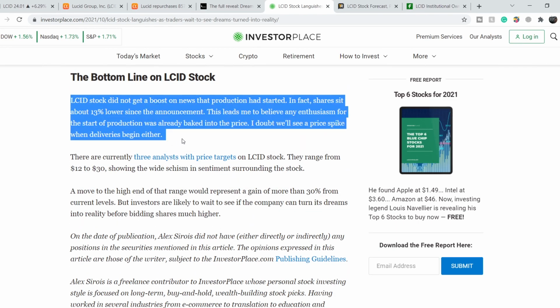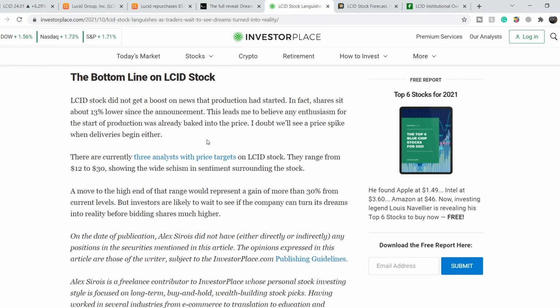LCID stock did not get a boost on news that production had started. In fact, shares sit about 13% lower since the announcement. This leads me to believe any enthusiasm for the start of production was already baked into the price. I doubt we'll see a price spike when deliveries begin either.